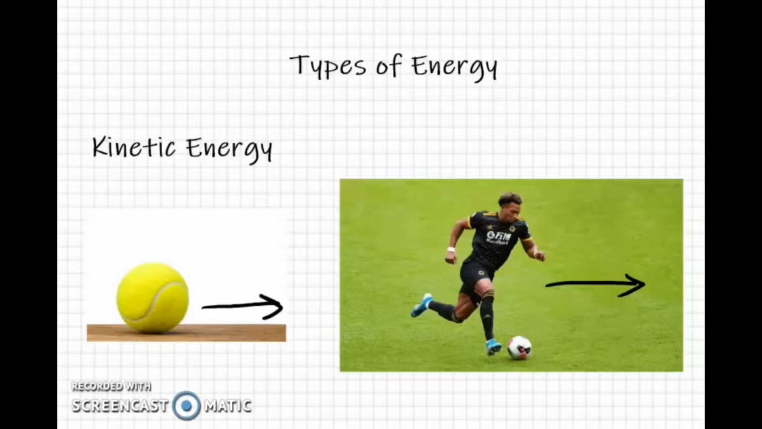So on the topic of work and energy, the very first concept that we'll be discussing are the types of energy. The very first type is kinetic energy, or the energy of an object in motion. Some real-world examples would be a ball rolling across a table or a soccer player running across a field.